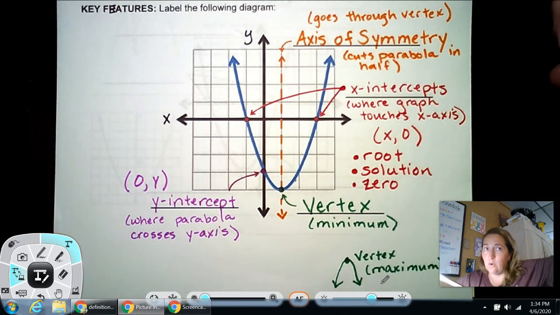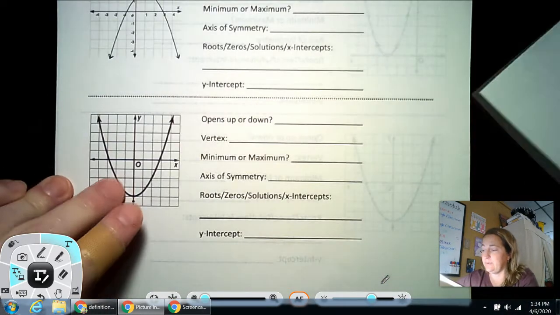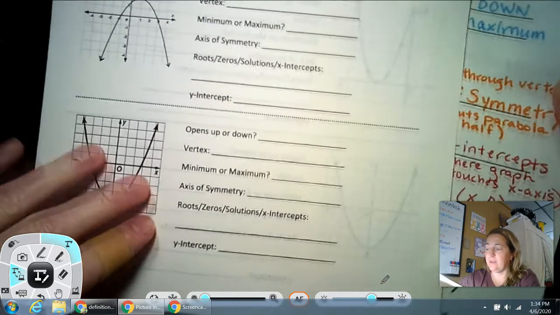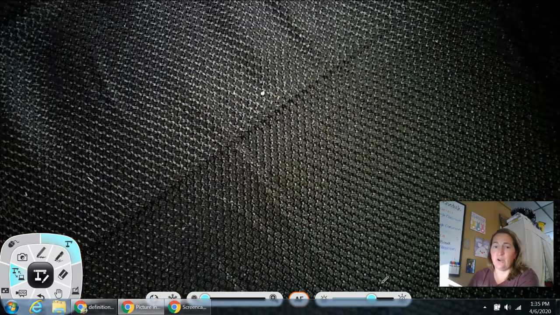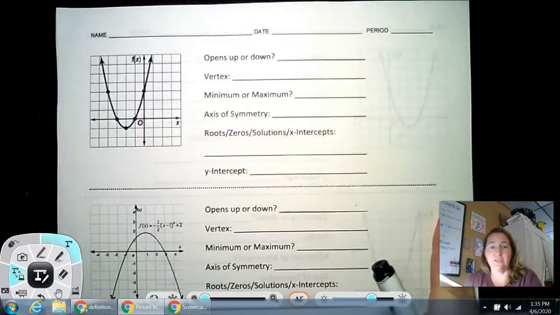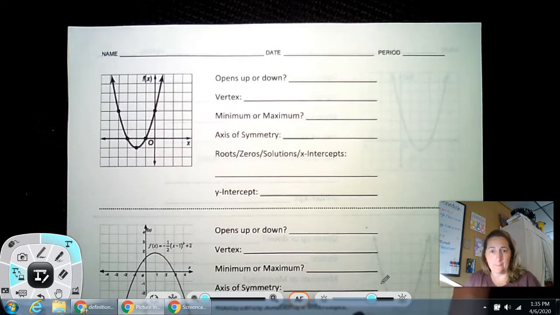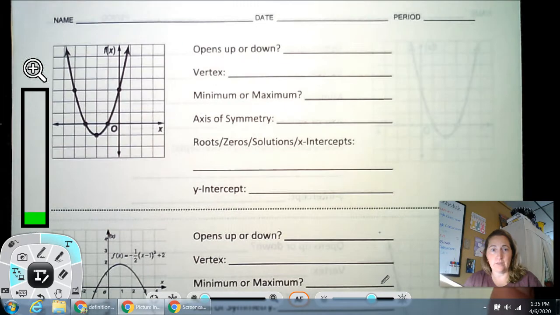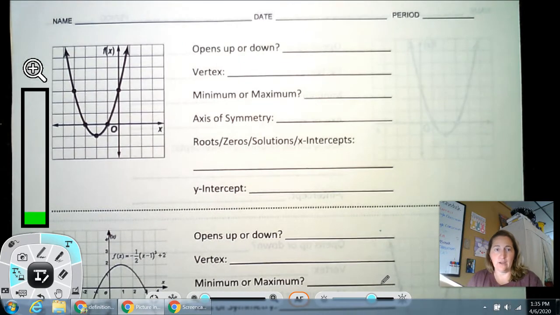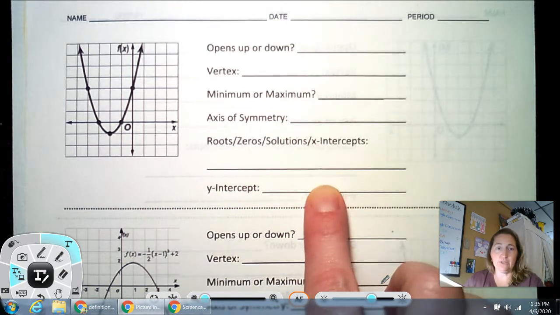All right, so we're also going to do a few practice problems. So we've talked about what those key features are. Now let's look at actually finding those key features for given parabolas. All right, so if you look at the top, we're given a graph, and I just want to answer a couple of questions about this graph.